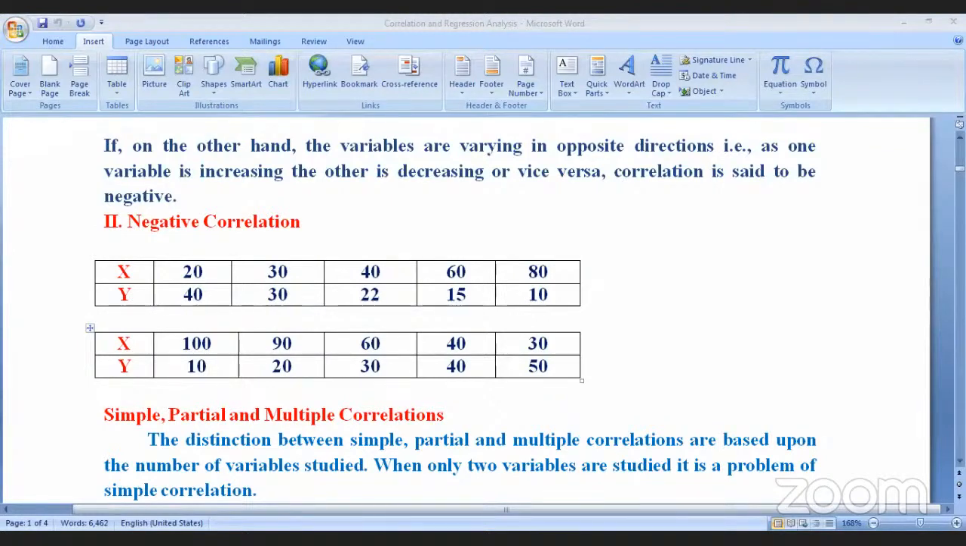Is there any doubt, students? Anybody any doubt? No, sir. I think you understood the differences between positive correlation and negative correlation.